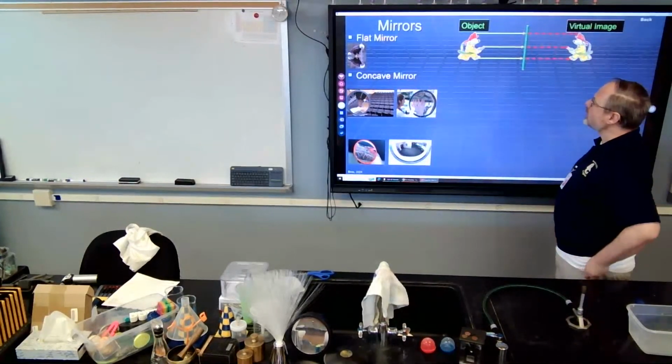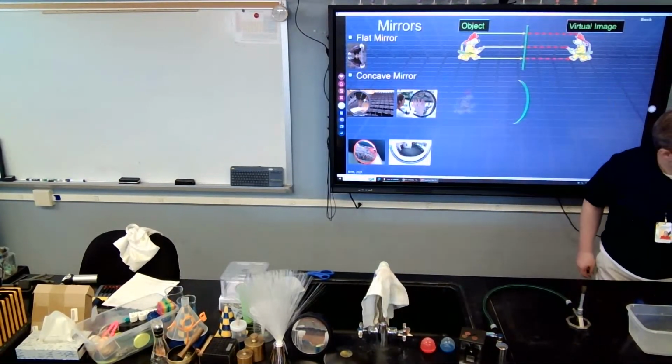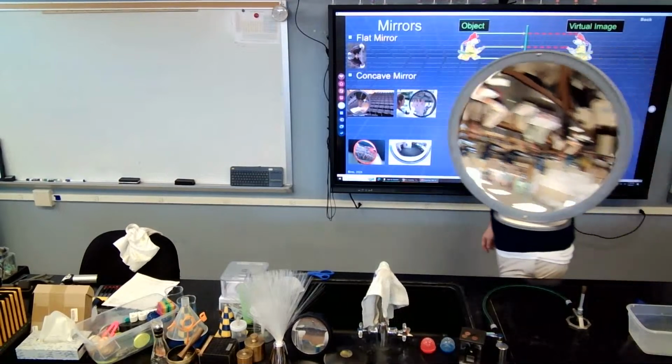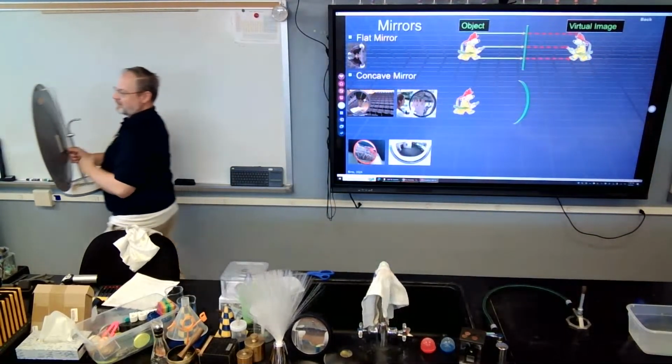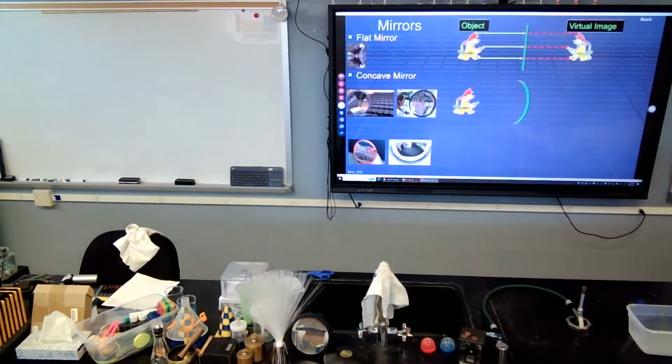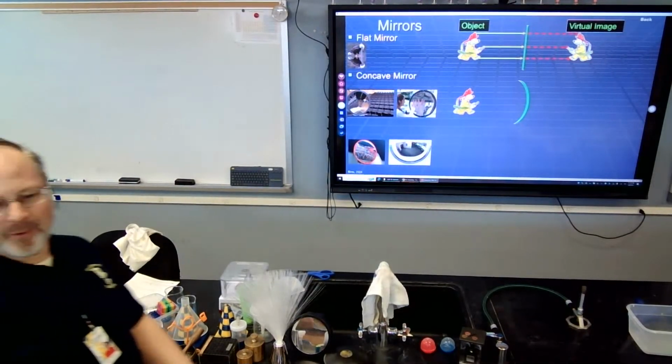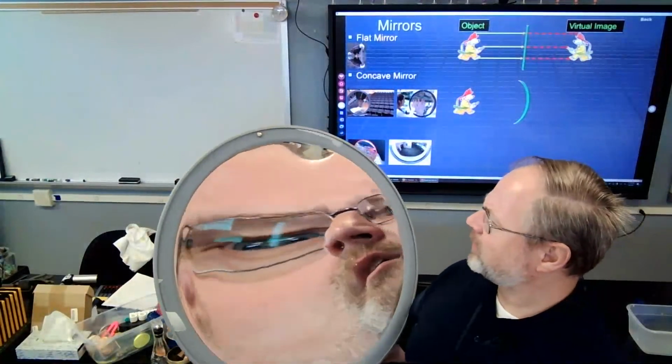Okay, so then a concave mirror is one that's caving towards you. So this is a concave mirror. Ooh, concave mirror. It's really dirty. Oh, well.